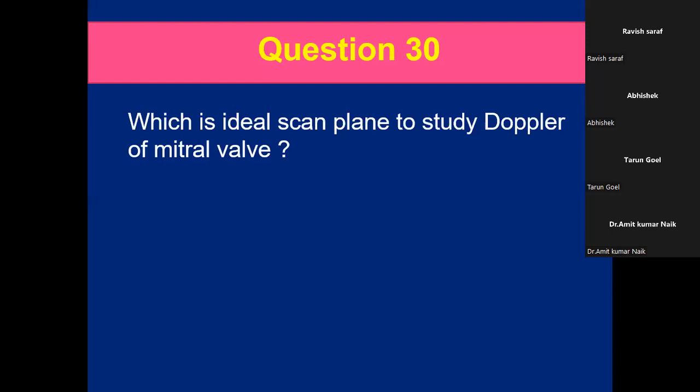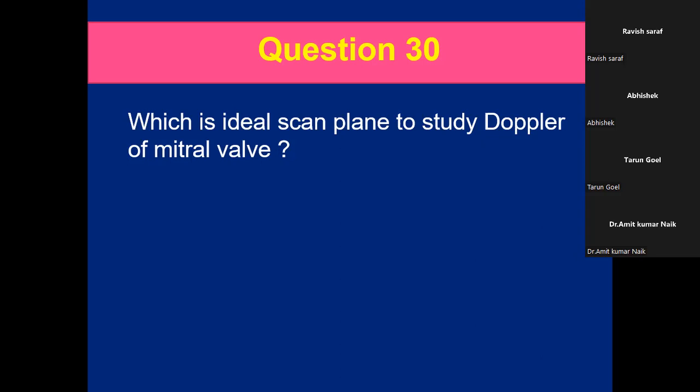If somebody is jumping in to answer, they are inviting negative marks for themselves. Ideal scan plane. If somebody is trying to help, Abhishek is inviting negative marks for him.